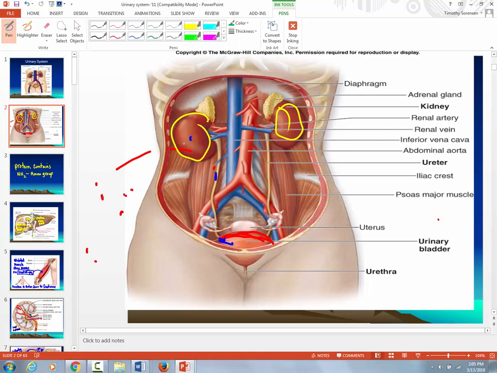Okay, look, the right kidney is slightly smaller and a little lower than the left. And why would that be?